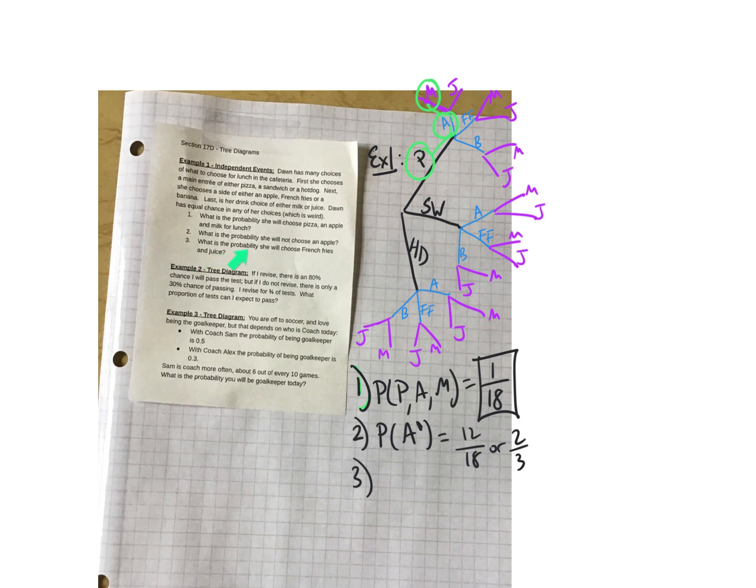And then number 3, the probability she will choose french fries and juice. All right, let's try to figure that out. I'll do red for number 3. French fries and juice. So here's french fries and juice. Here's one option. Here's another french fries and juice, another option. And one last french fries and juice. So the probability of french fries and juice is just 3 out of 18. Or if simplified, 1/6.